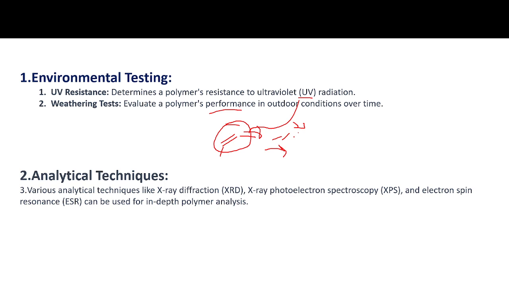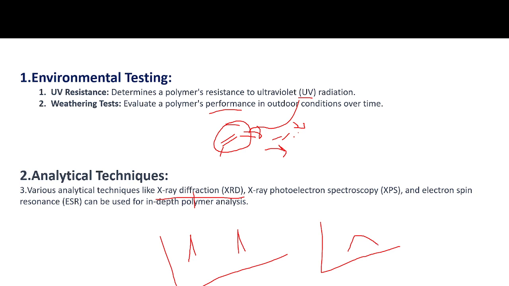There is another characterization technique, analytical techniques, where we get an idea about the crystallinity of the polymer. If you want to know the crystallinity of the polymer, you can do XRD. From XRD we get a plot of 2 theta versus intensity. If we get sharp peaks, our polymer will be crystalline, and the behavior of a crystalline polymer will be different compared to an amorphous type of polymer.